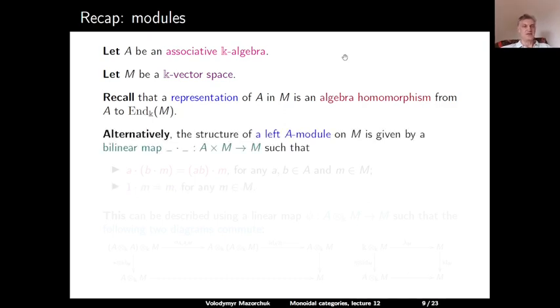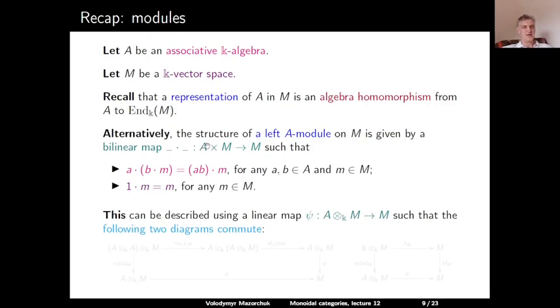Alternatively, the same structure can be described as the structure of a left A module on M, and this is given by a bilinear map from A times M to M, which is associative, in the sense that a applied to b applied to m is equal to ab applied to m for all a, b in A and m in M, and which is unital, meaning that 1 times m is equal to m for any m in M.